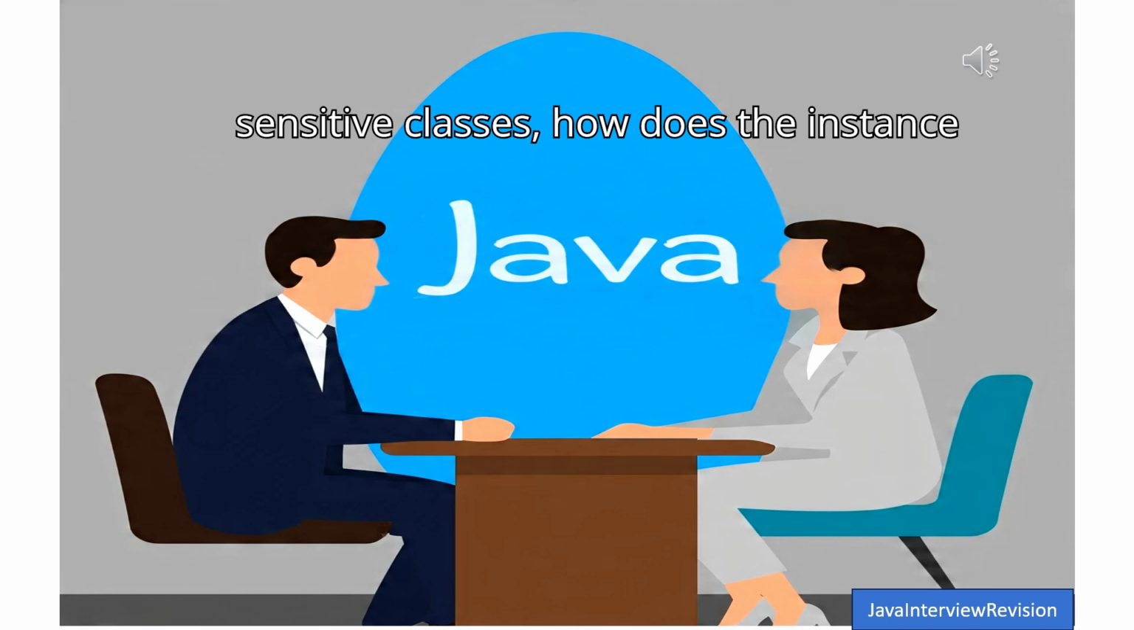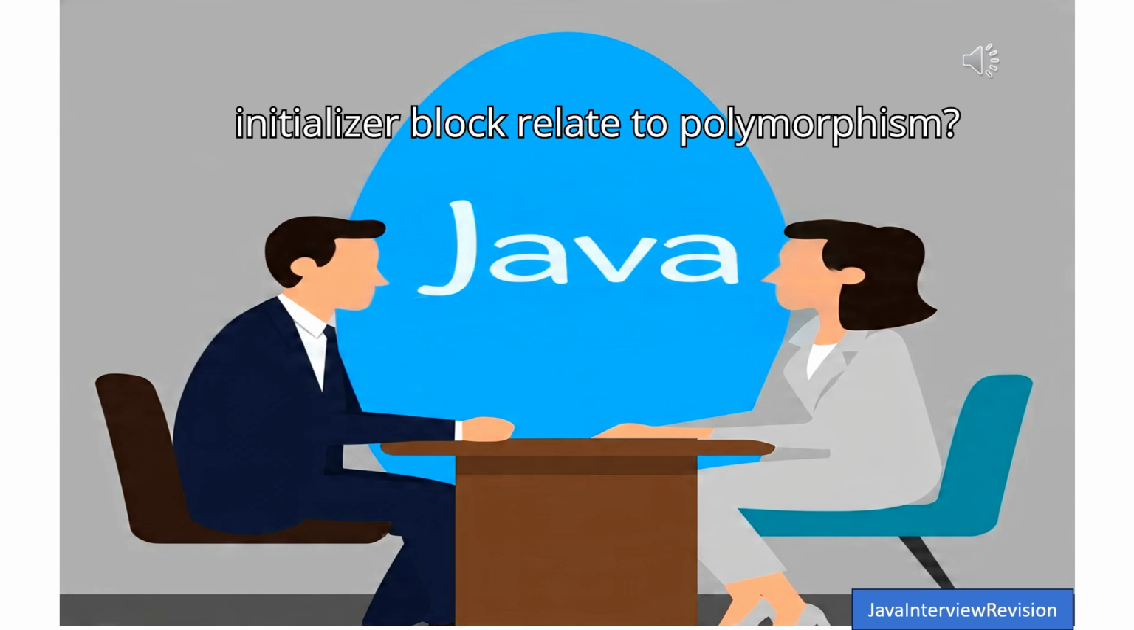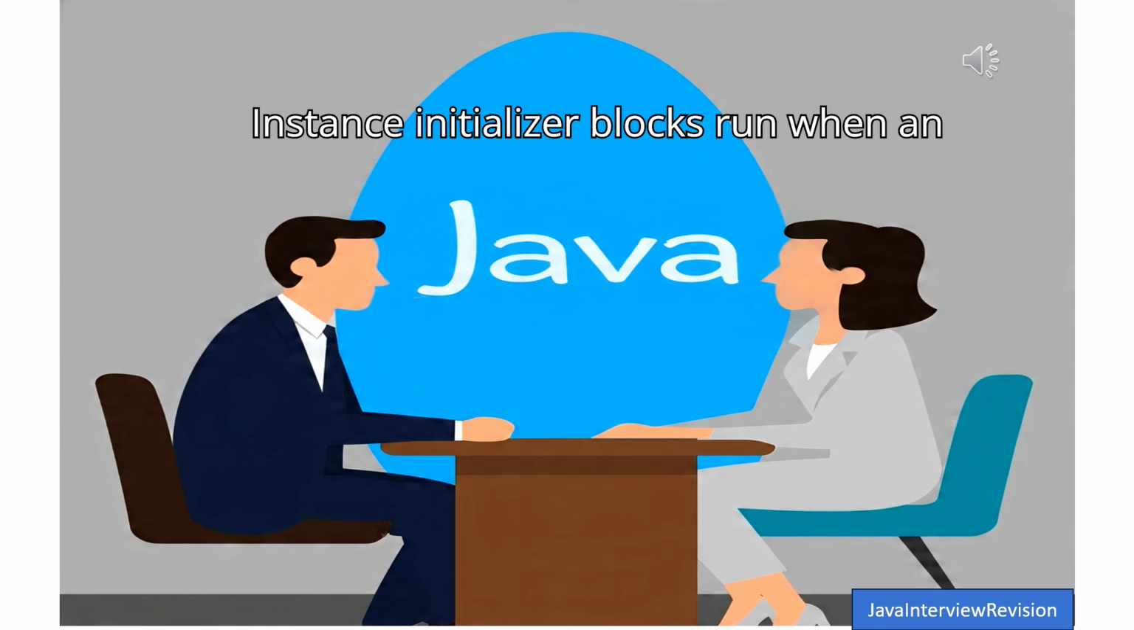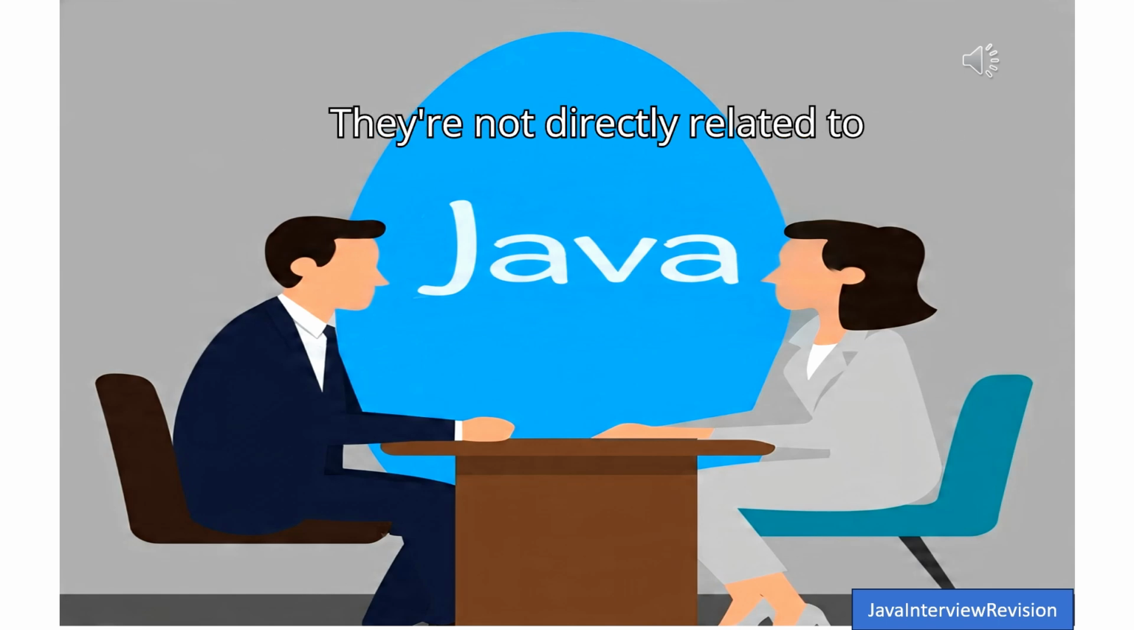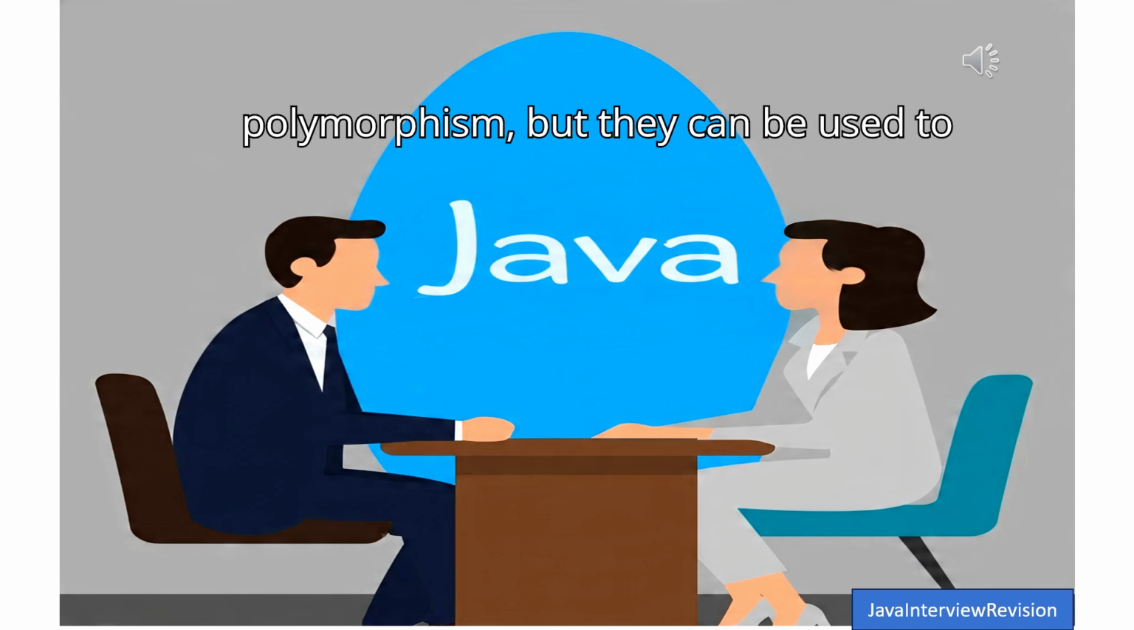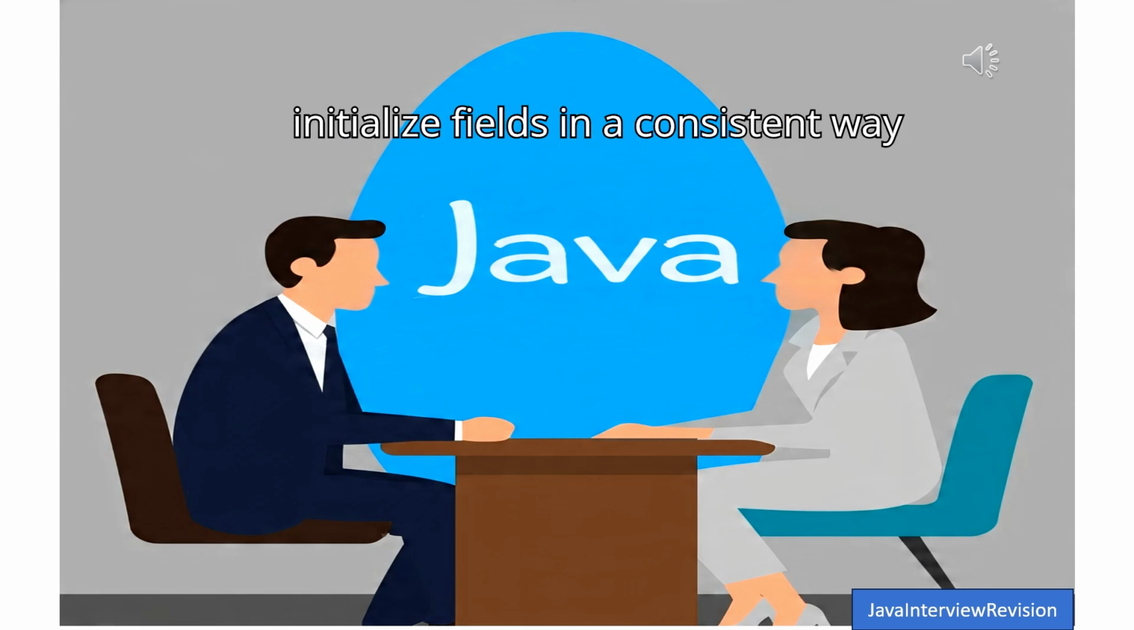How does the instance initializer block relate to polymorphism? Instance initializer blocks run when an object is created, before the constructor. They're not directly related to polymorphism, but they can be used to initialize fields in a consistent way across subclasses.